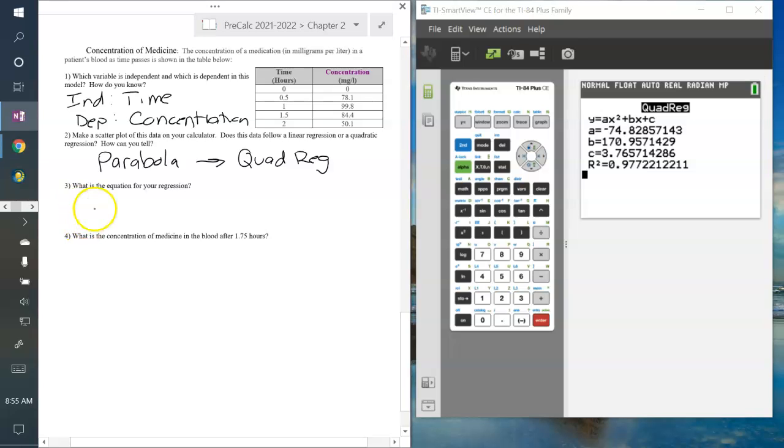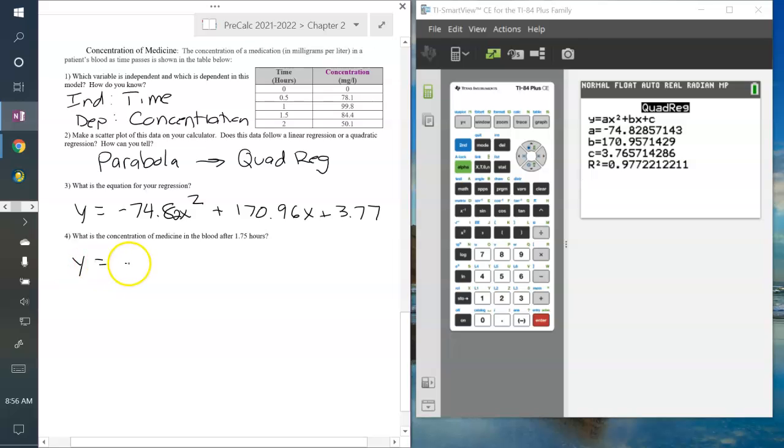My equation is going to be, it gives me A is negative 74.8 x squared plus 170.96x plus 3.77. And I went to 2 decimal places. This is 74.82 x squared. So then what's the concentration of medicine in the blood after 1.75 hours? Just plug in your 1.75.